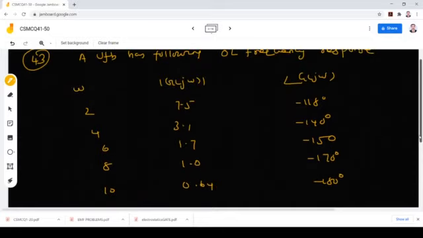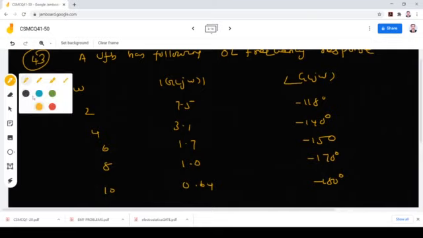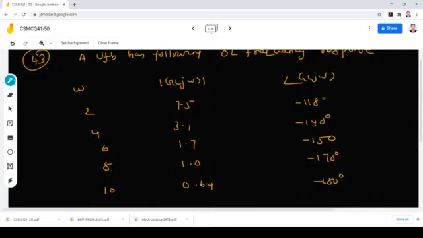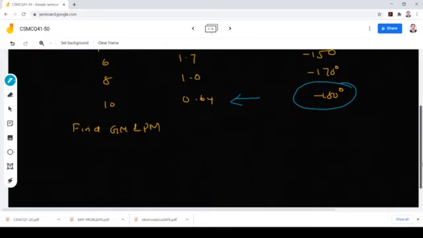Gain margin occurs at the phase crossover frequency, that is minus 180 degree, right? So gain margin is the value of gain at phase equal to minus 180 degree. When phase is equal to minus 180 degree, what is the gain value? 0.64, right? So gain margin is equal to 20 log of 0.64, that is equal to 3.86 dB.